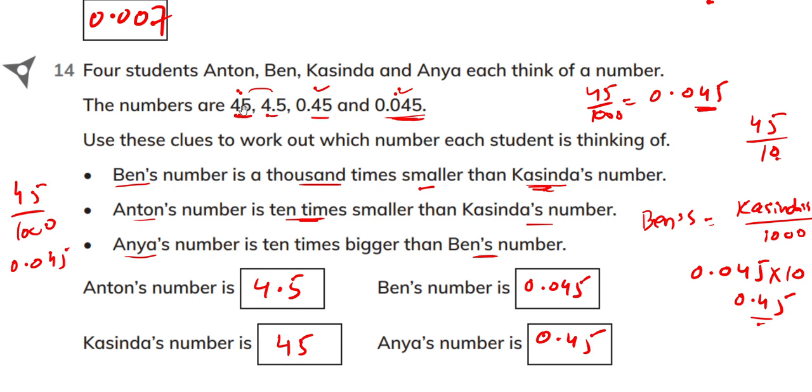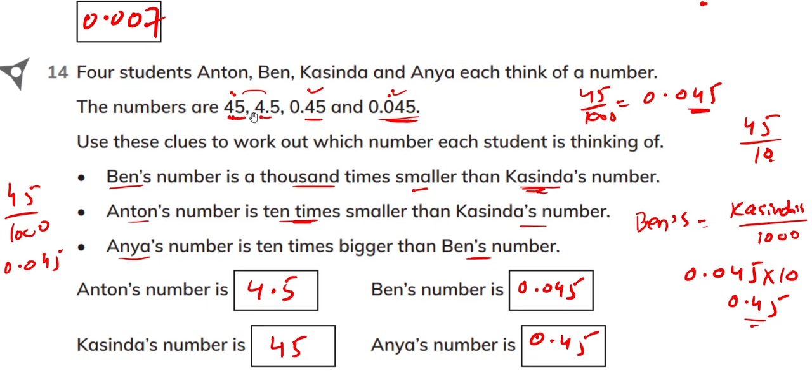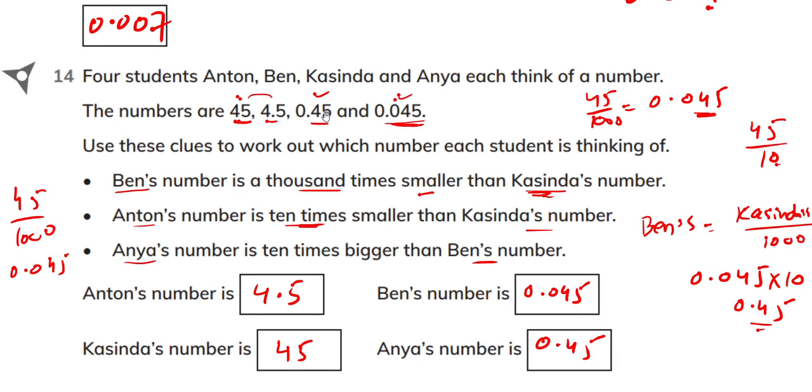Even if you compare them, you can easily have a comparison. Like this is 45 and this is 4.5. If you compare, 45 is basically 10 times of 4.5, and 45 is 100 times of 0.45. 45 is 1,000 times of 0.045. So 1,000 times comparison you will do for that one.